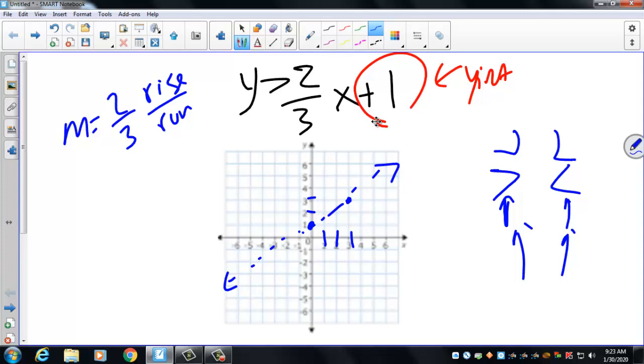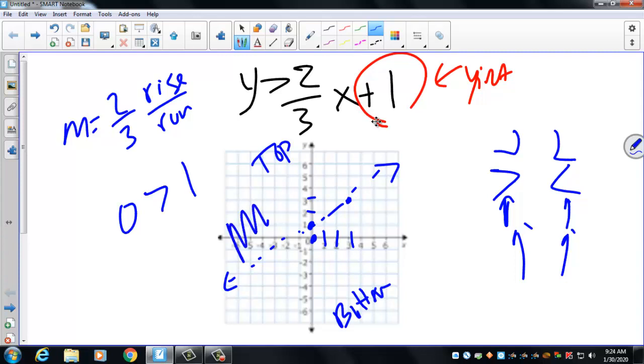And then, which side are we going to shade? So this is the top side. This is the bottom side. We plug in 0, 0. Is 0 bigger than 1? Oh, wait. 0 is not bigger than 1. So the bottom side does not work. So then we would shade the top side.